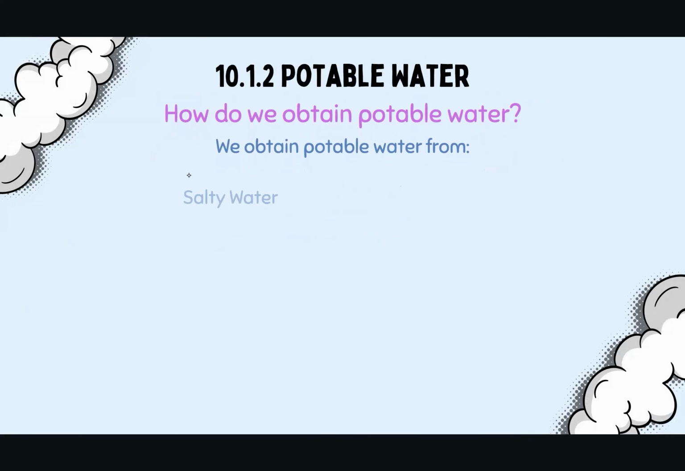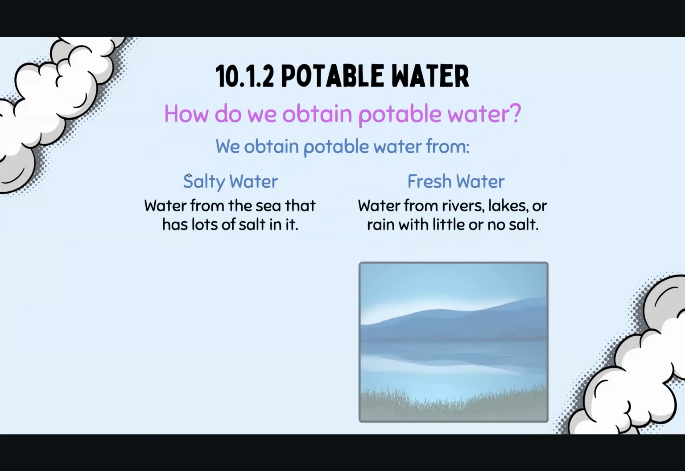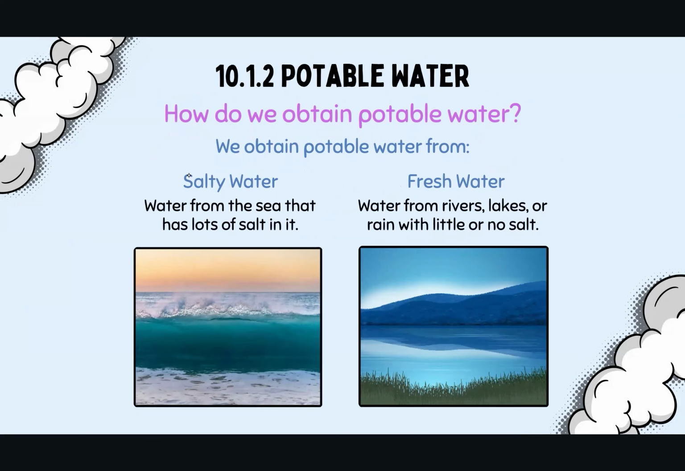And how do we obtain potable water? So salty water is the water from the sea, and it has lots of salt in it. Fresh water, and some countries are fortunate enough to have lots and lots of rivers and lakes, etc. They have water from the rivers, the lakes, or rain, and that's little or no salt.